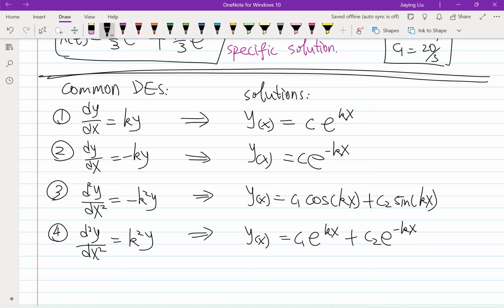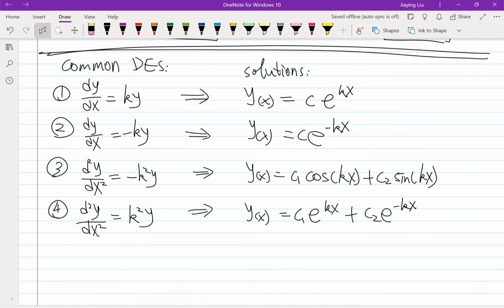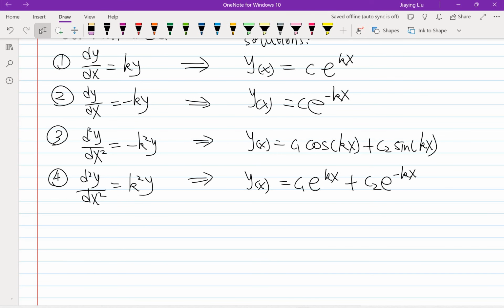You don't have to memorize this, but it's kind of good to know them. I'm not saying you have to memorize it, but it definitely saves a lot of time if you know what the solution looks like. At some point, we're going to actually derive the solution by following a process. But for now, we just take those for granted. So here's the example.